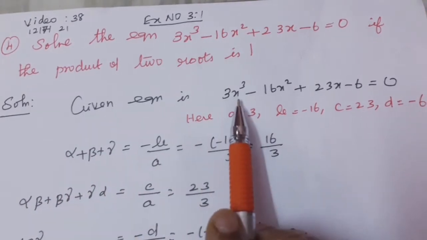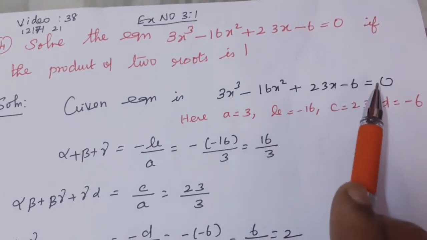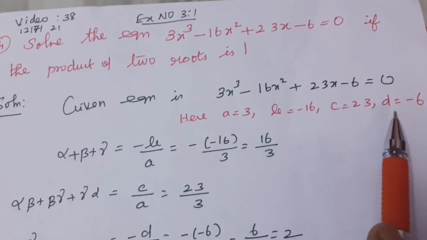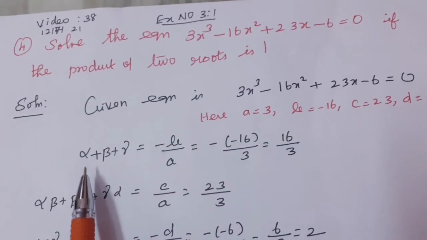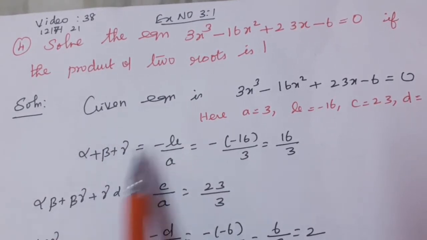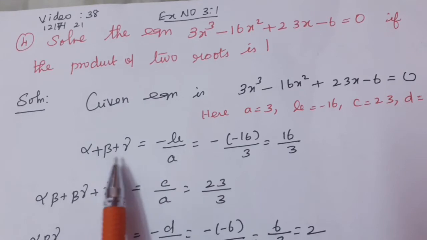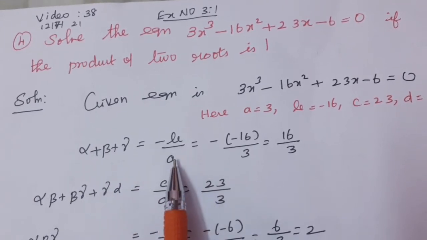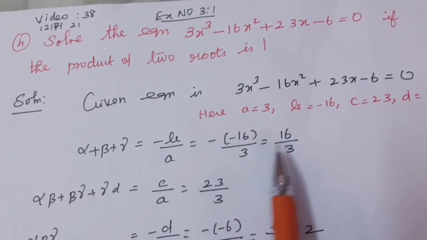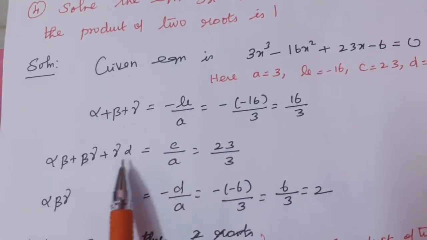Given equation: 3x cube minus 16x square plus 23x minus 6 equal to 0. Here what is our A? A equal to 3, B equal to minus 16, C equal to 23, D equal to minus 6. Now alpha plus beta plus gamma is nothing but minus B by A. Why are we using three roots? The given question is a cubic equation, so we take the three roots alpha, beta and gamma. So alpha plus beta plus gamma equal to minus B by A. B equal to minus 16, so minus of minus 16 divided by 3 is plus 16 by 3.